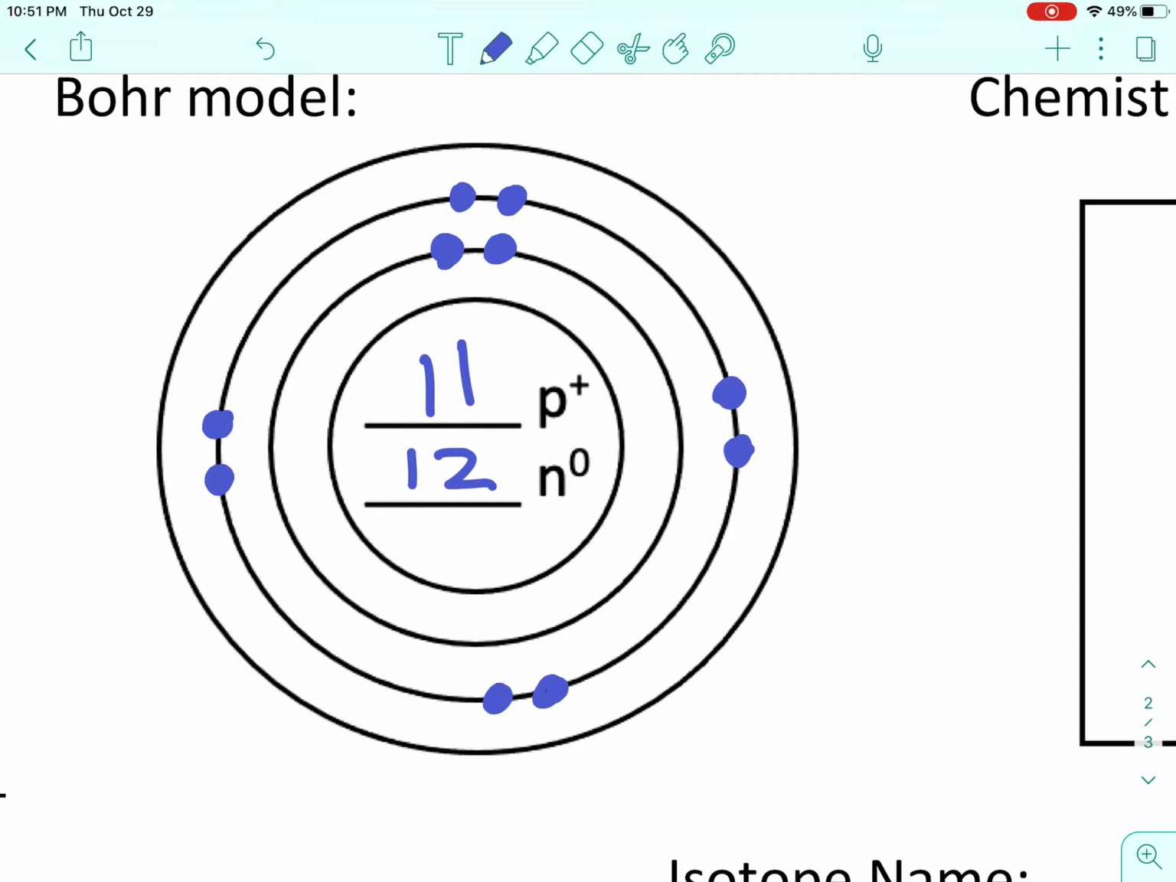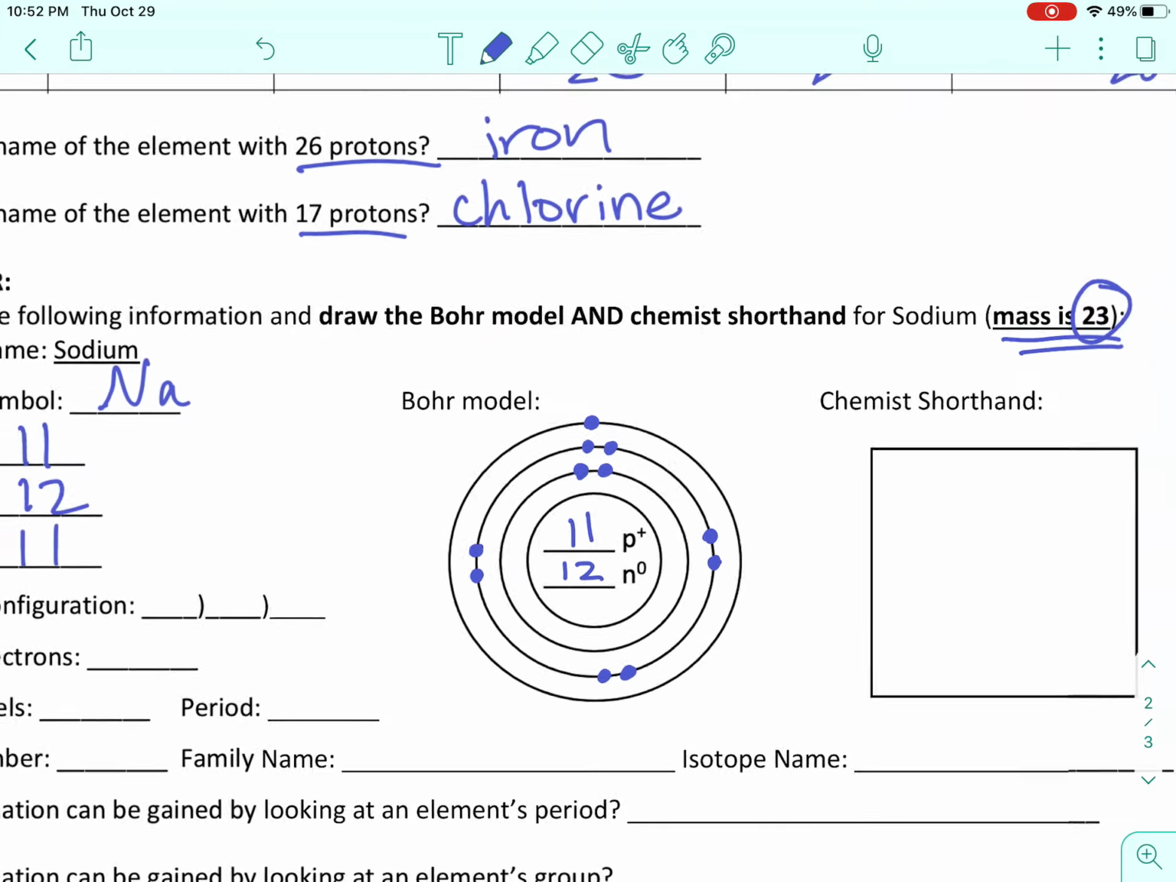And the second ring is now full because it can have up to 8 electrons. So far we have drawn 10 electrons. We have 10 dots. 1, 2, 3, 4, 5, 6, 7, 8, 9, 10. Remember, we need to draw 11 because it has 11 protons and 11 electrons. And remember, we're drawing electrons. So we need one more in the third energy level. So now our Bohr model is complete.